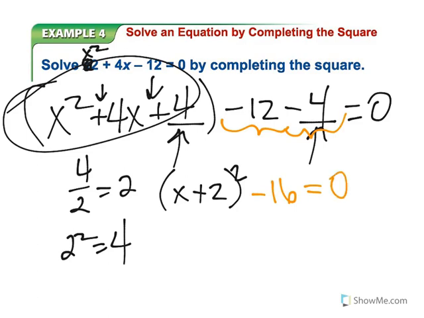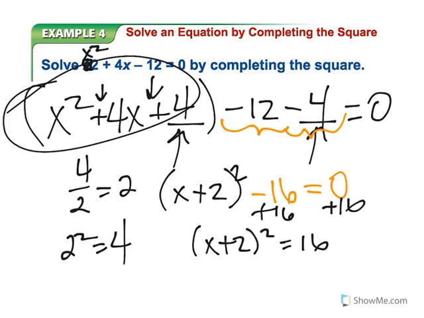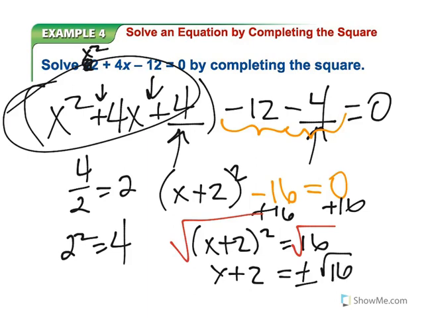Now, in order to actually solve this, we can move the 16 to the other side, and we get x plus 2 squared is equal to 16. Now we can use the square root property to figure out what x needs to be. If we square root both sides, we get x plus 2 equals plus or minus the square root of 16. 16 is a perfect square. The square root of 16 is 4. So we get x plus 2 is equal to plus or minus 4.